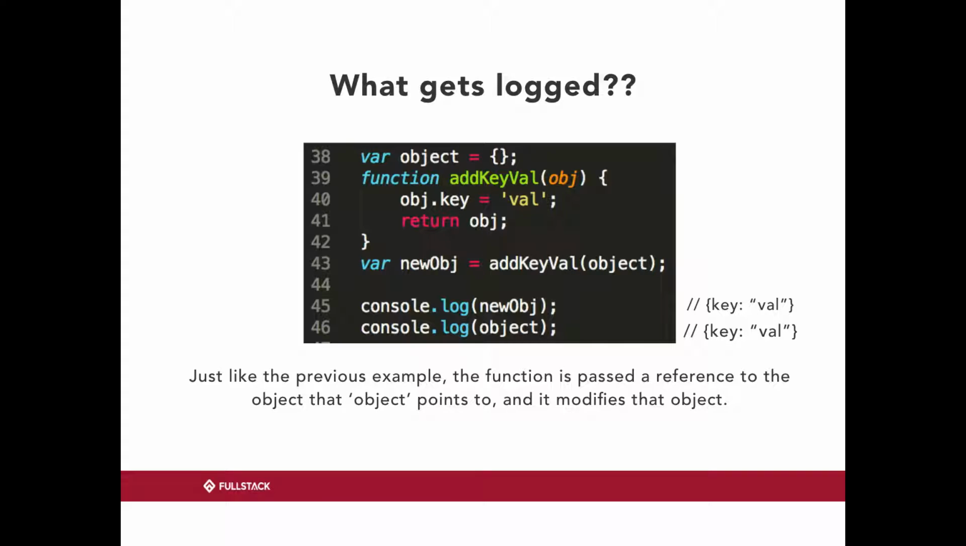So let's do this again here on this board. Once again, line 38, we have an object. I'll just call it OBJ for short. I'm setting it equal to an empty object. Okay, that's line 38. Cool.